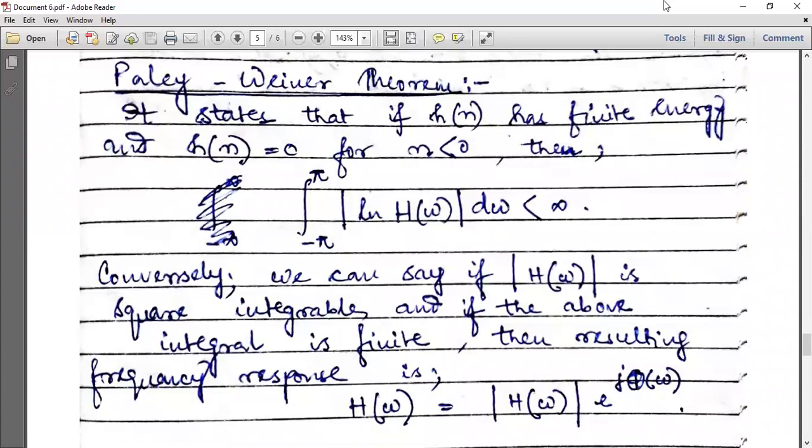Linear phase filters are those in which the phase delay and group delay are constant. Constant means independent of frequency. That's why linear phase filters are also called constant time delay filters. Clear?